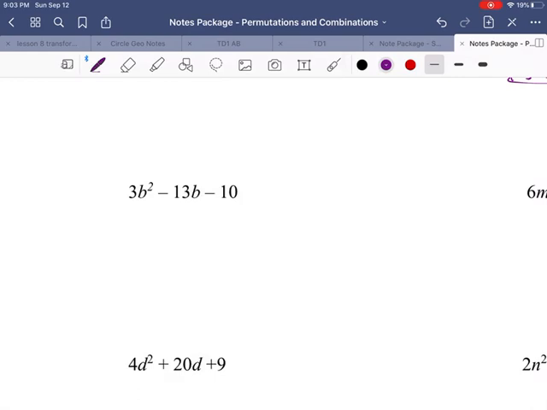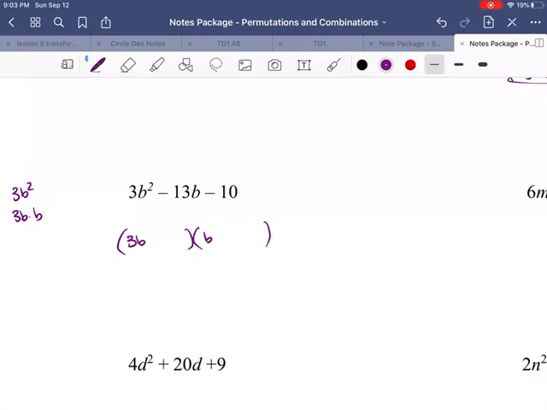Okay, 3b squared minus 13b minus 10. All right, they are not divisible by 3, so we're kind of stuck trying to figure this one out. Well, at least there's only one way to get 3b squared, and that's going to be 3b multiplied by b. So we can start there.